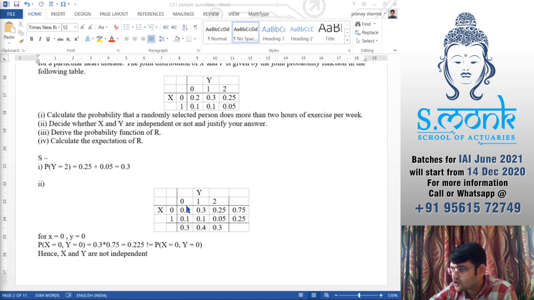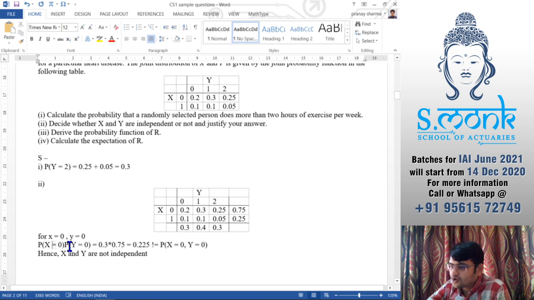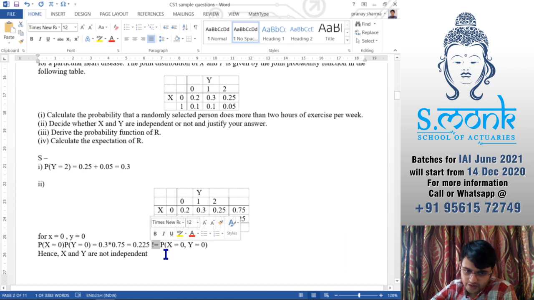For x equals 0, y equals 0, here I should have written, okay, multiplication. Multiplication of these two values is this, which is not equal to the joint value. This is a way you can write not equal to: that would be exclamation and equal to, or you can use the words not equal to.